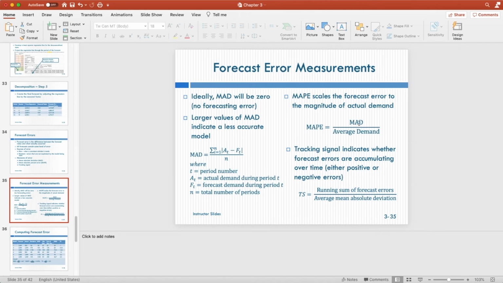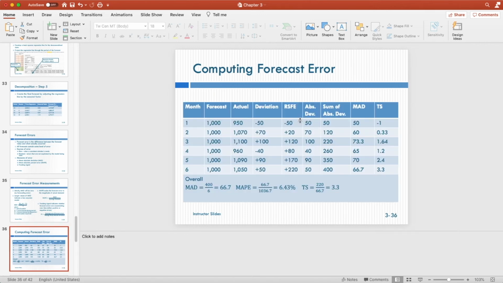The mean absolute deviation itself, we already got this for the numerator. But what is the denominator? Since we're trying to scale to the magnitude of the actual market demand, what is the average actual market demand? How to calculate this? Very simple.